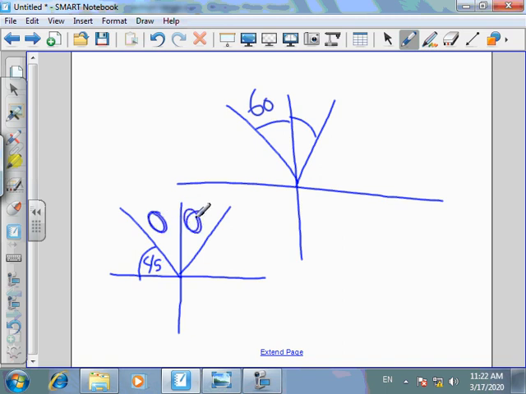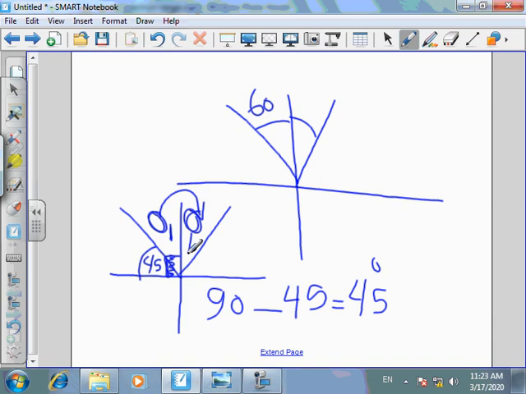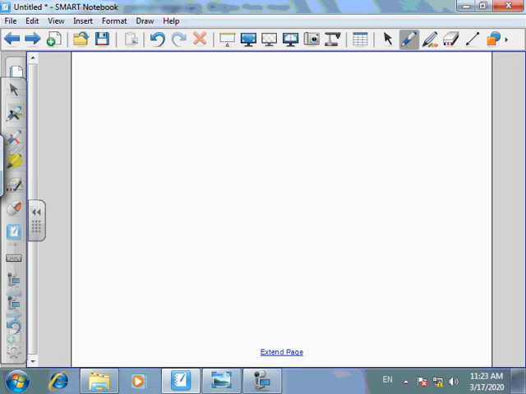In this case, this part is a right angle. To find this angle, I will subtract 45 from 90 and find it equals 45. What about the other one? Yes, it's the same. So this one is 45 and this one is 45. You are brilliant students. Let's move to the next example.